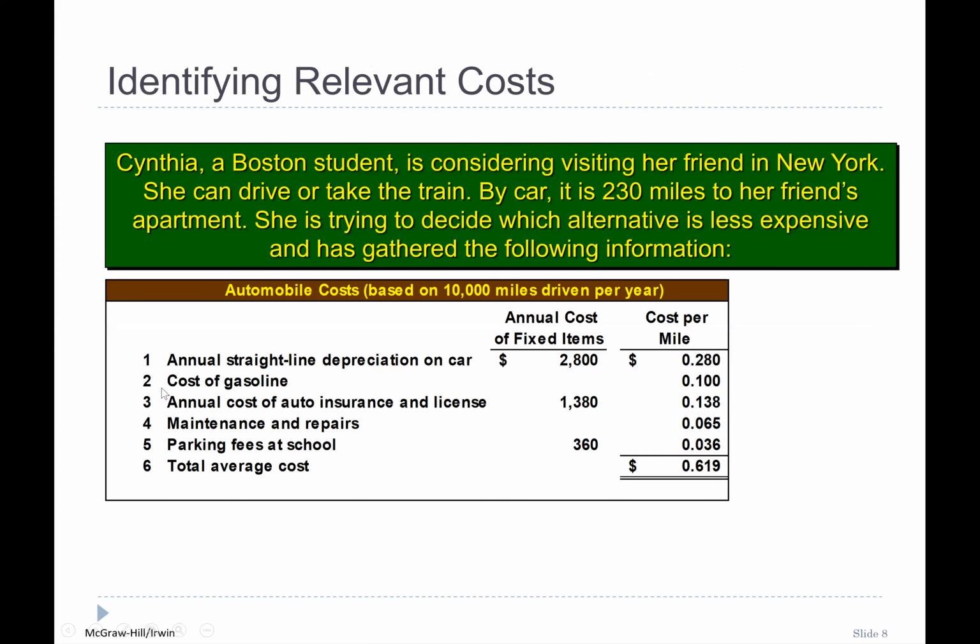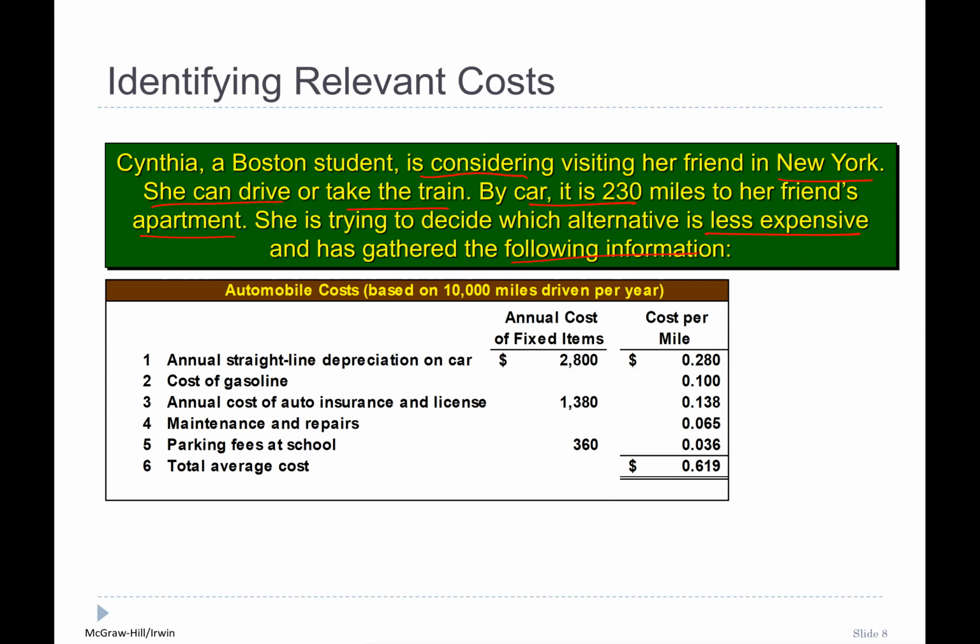Here we go. We have an illustration from your book. Cynthia, a Boston student, is considering visiting her friend in New York. She can drive or take a train. So we have two alternatives: drive or take a train. By car, it is 230 miles to her friend's apartment. She's trying to decide which alternative is less expensive and has gathered the following information.